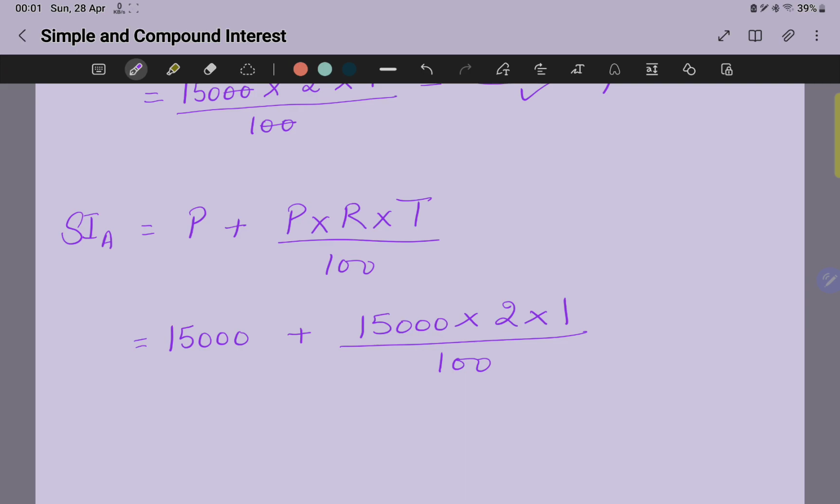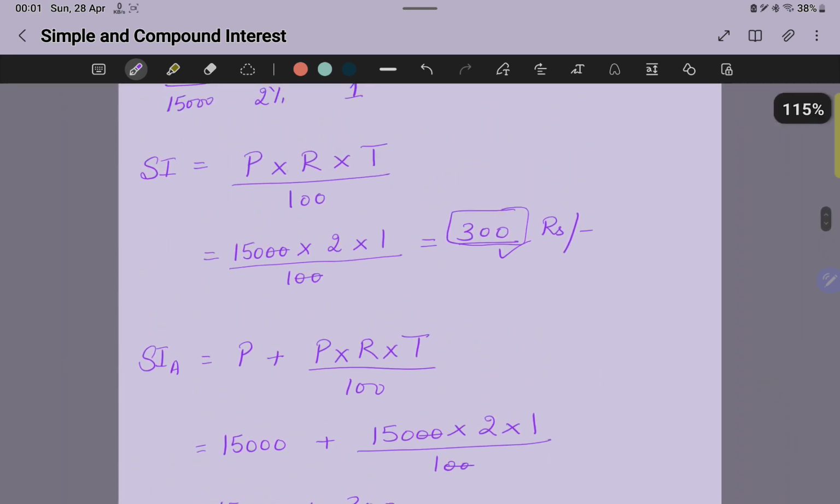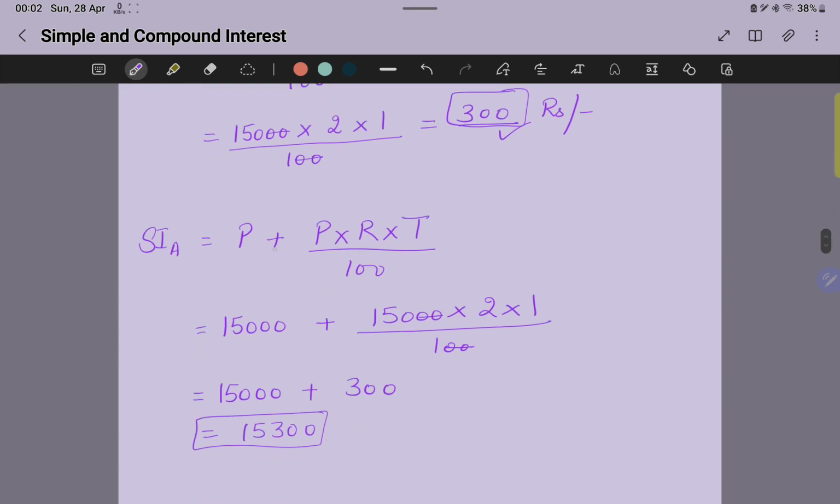Now one thing should be very clear to you: you cannot cut this 100 with this 15,000 because a sign of plus is being given in between. So simply what you have to do is, the 2 zeros will be cut with the zeros of 15,000 and it will become 15,000 plus 300. So the total amount that you will have to pay back to the person is 15,300. So simply interest will be taken out with the formula of P into R into T upon 100, and if they ask you what is the amount that you are going to pay, then the formula will be P plus P into R into T upon 100.